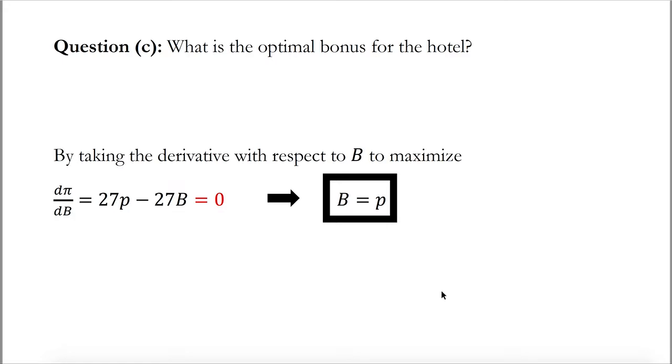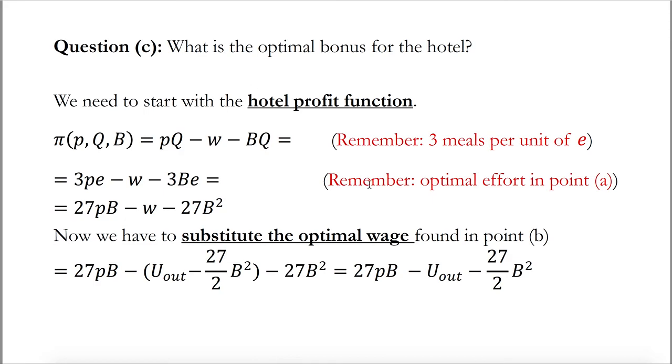We know how to maximize a function, and in this case, we want to maximize with respect to bonus, because the question is asking us what is the optimal bonus for the hotel. So we have this function here, that is the profit function of the hotel. In order to maximize this function, we just need to do two steps.